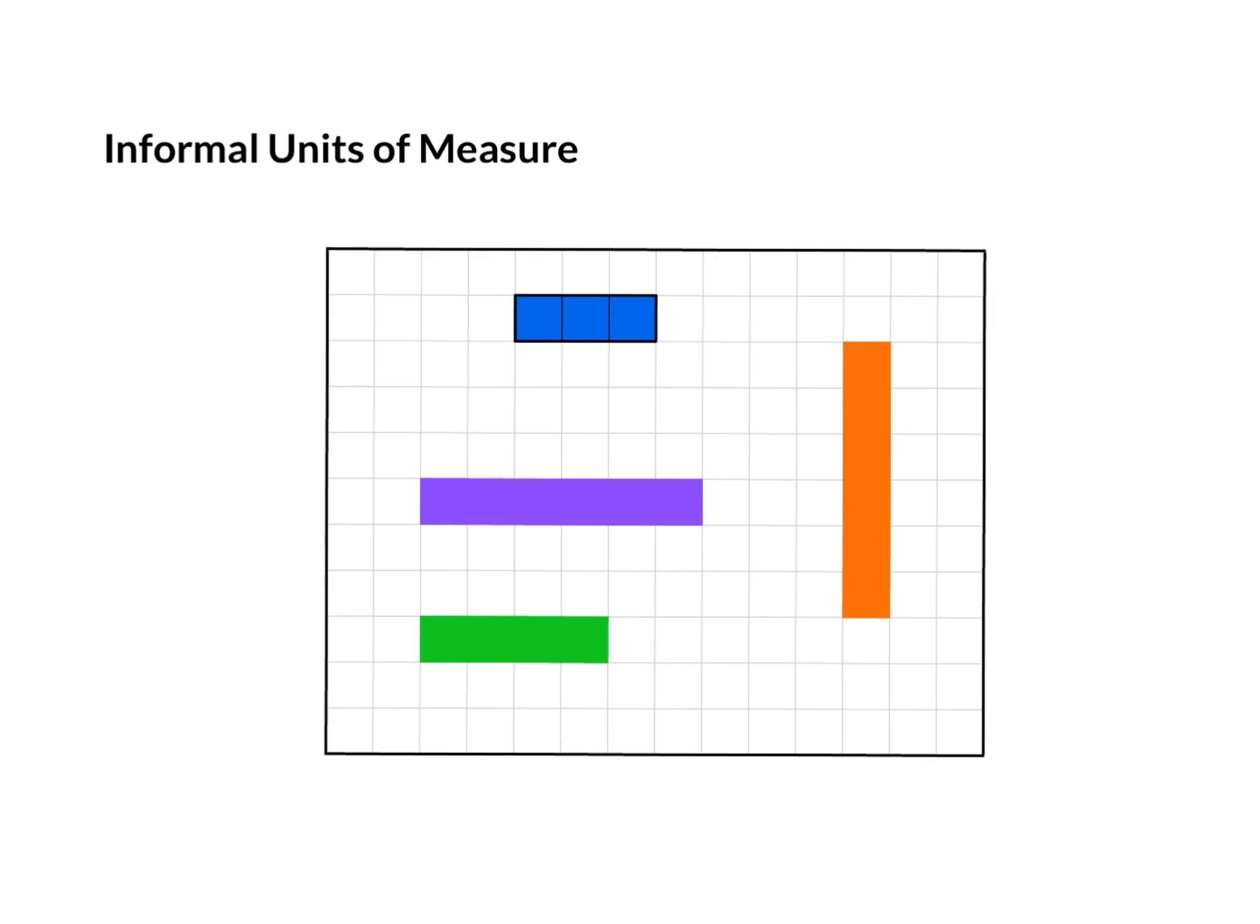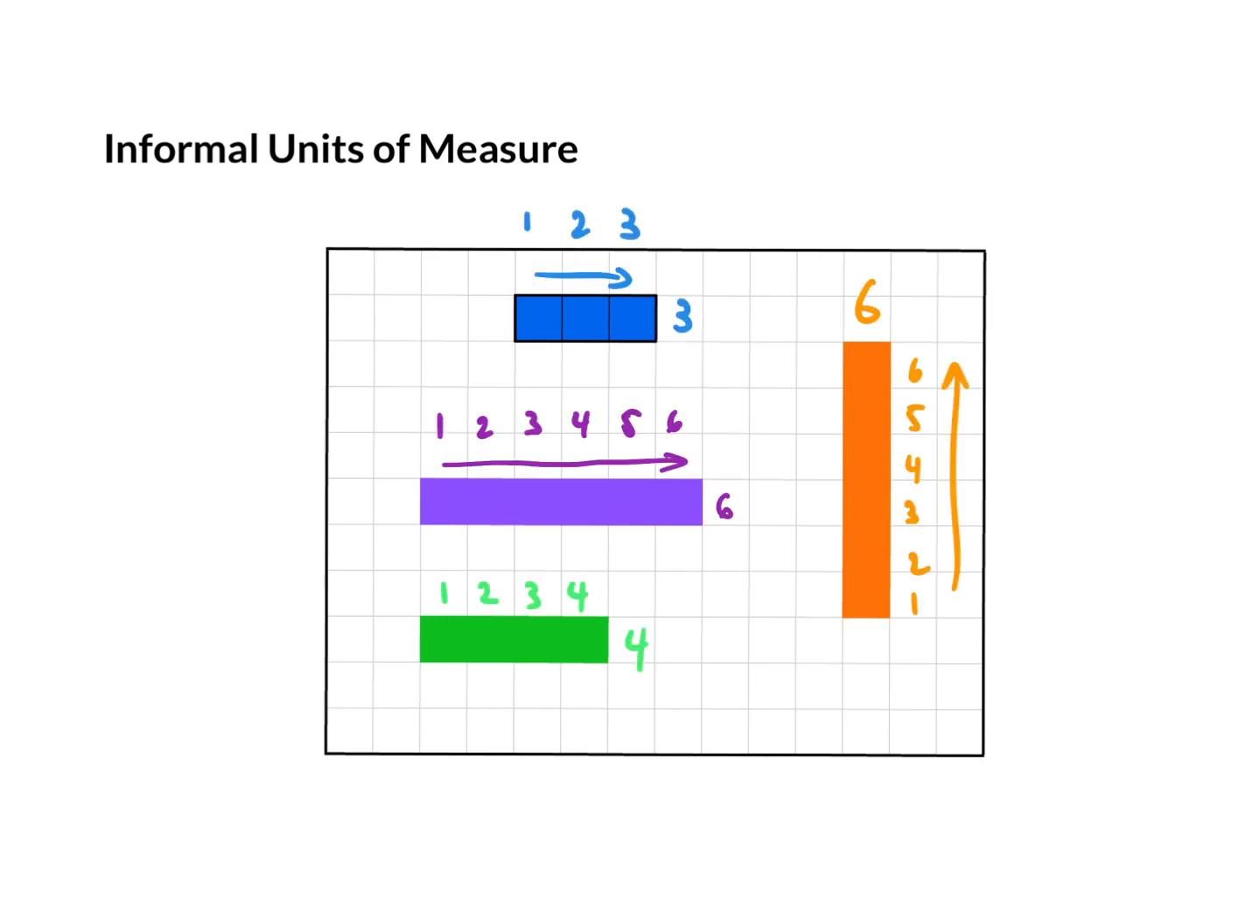So can you identify how long the blue, purple, green and orange lines are? Take a second to have a look and measure the length of each line. We can see, if we count the boxes, the blue line is 3 units long. The purple line is 6 units long. The green line is 4 units long. We can also see that the orange line is 6 units long. What I call a unit is like a square on the overlay.